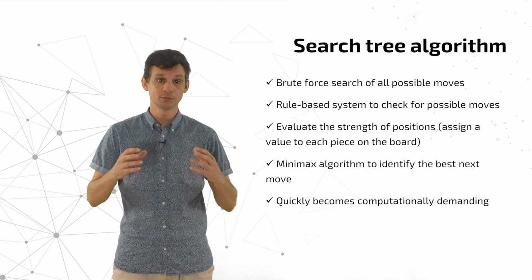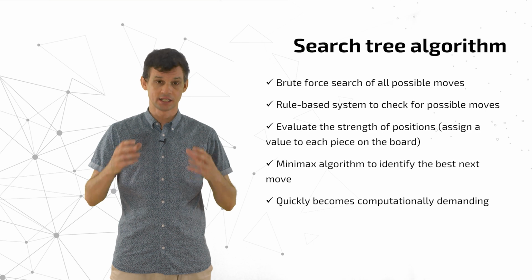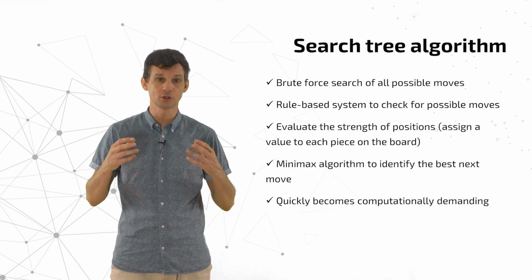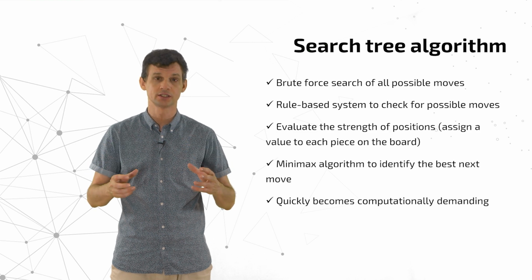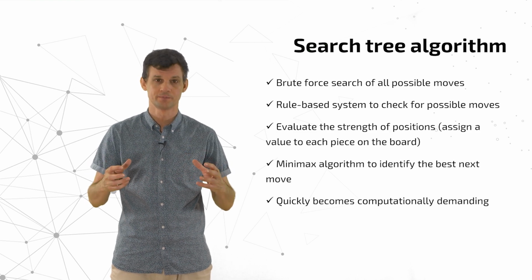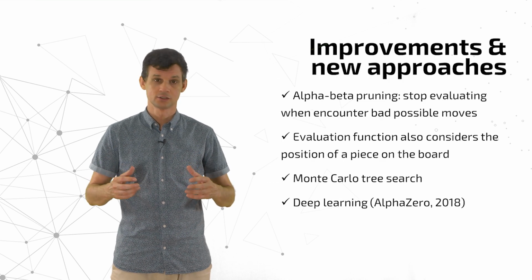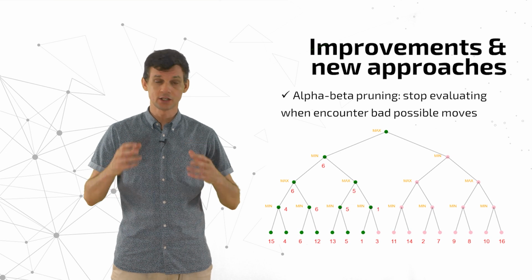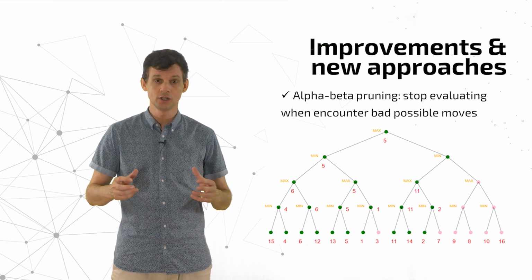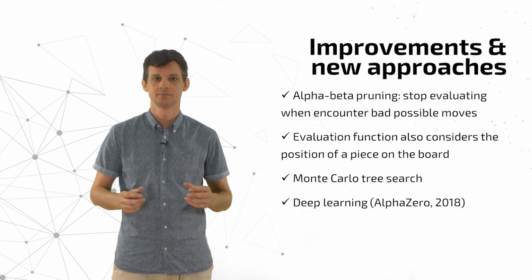Next, using the minimax algorithm, we explore the tree of possible moves to find the best next move. In this algorithm, the recursive tree of all possible moves is explored to a given depth, and the position is evaluated at the ending leaves of the tree. This method quickly becomes computationally demanding, so we will optimize it by the alpha-beta pruning algorithm. This algorithm stops evaluating a move when at least one of possible moves proves worse for the current player.